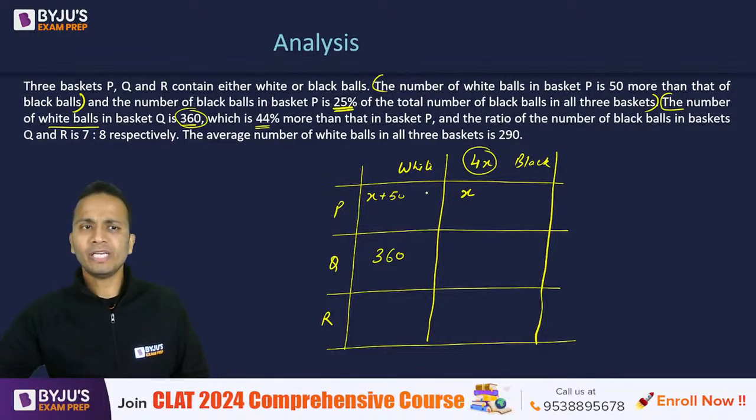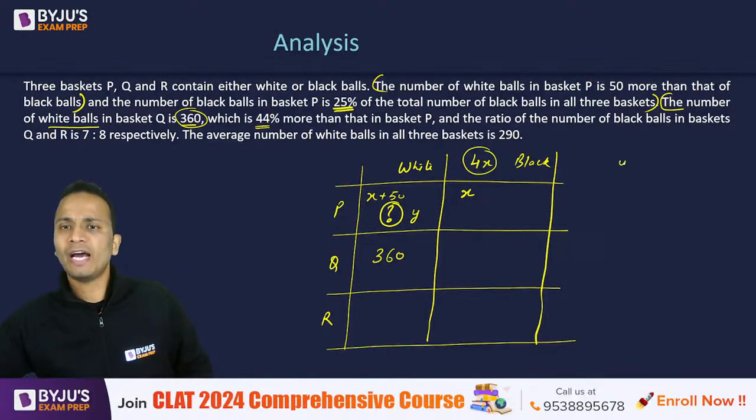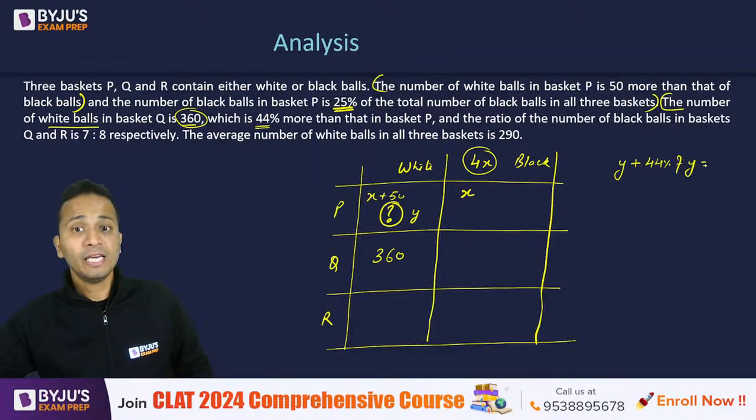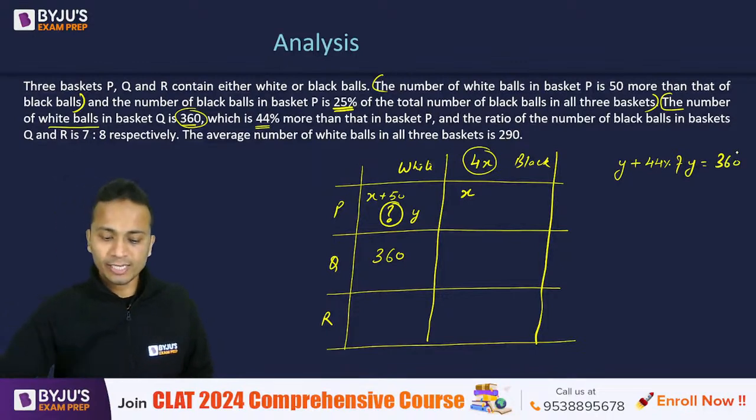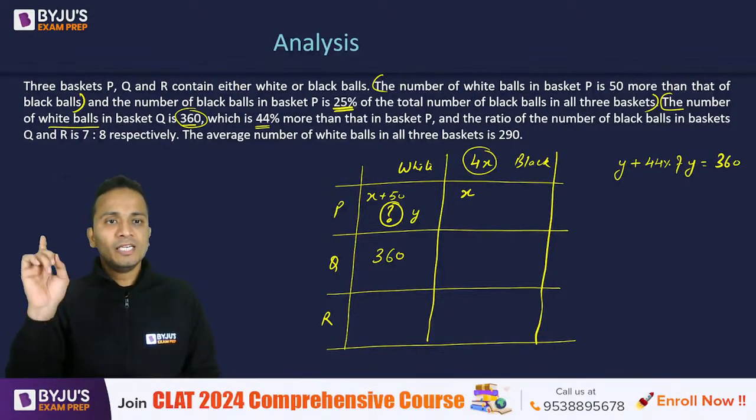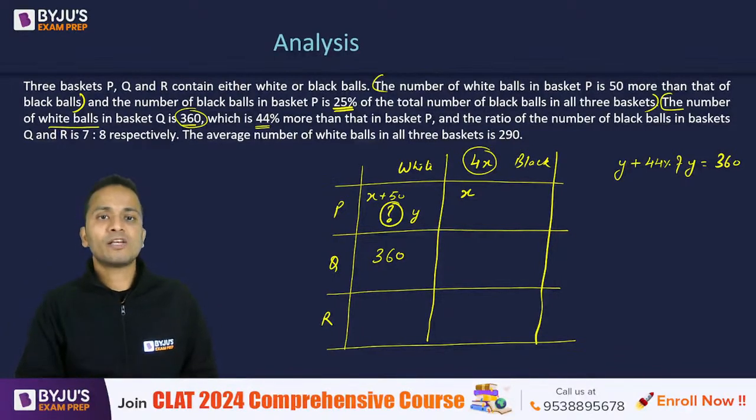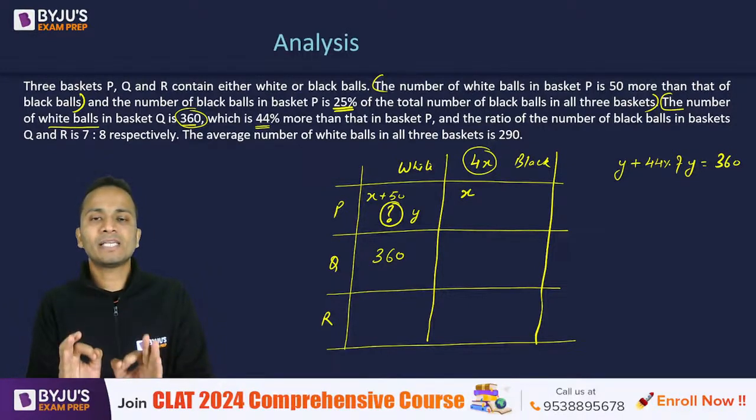So white balls की ही बात हो रही है. The number of white balls in basket Q is 360 and this value is 44% more than that in basket P. Okay. So basket P, that means this number. If let's say this number was y, अगर ये value y होती, so y plus 44% of y is equal to 360 is what they are saying. I'll repeat, 360 is 44% more than the number of white balls in basket P.